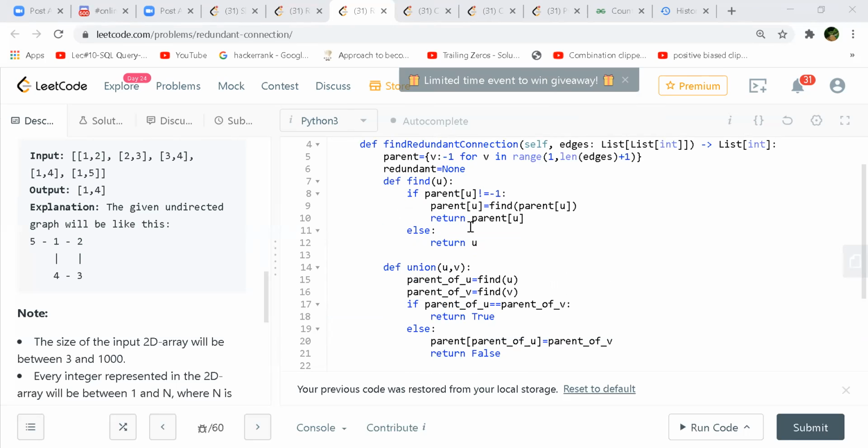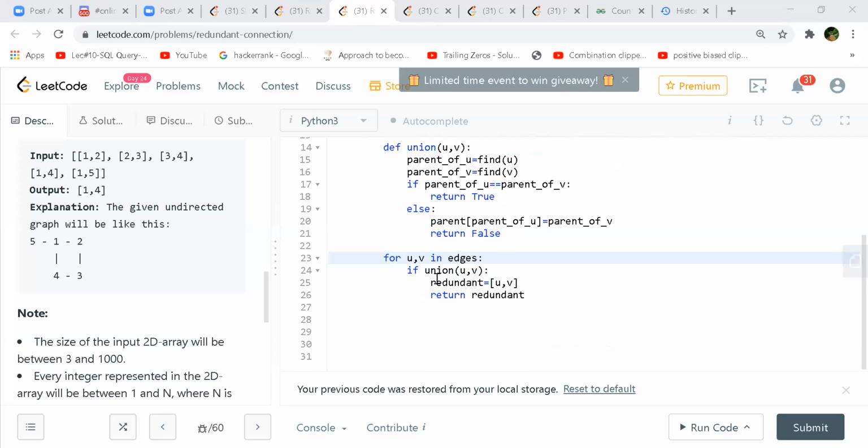And then you return. Here we'll check if the parents are the same, that means there is a cycle, right? I mean, two things are connected to the same parent. Otherwise, you just declare the parent of U to be the parent of V, and return false. And we'll store that particular edge in redundant and return.